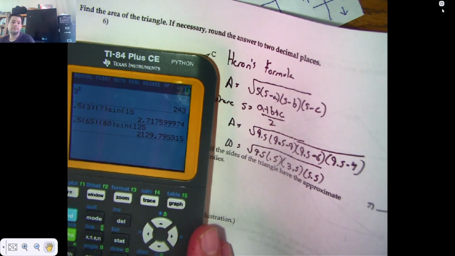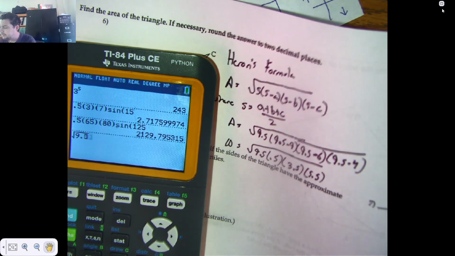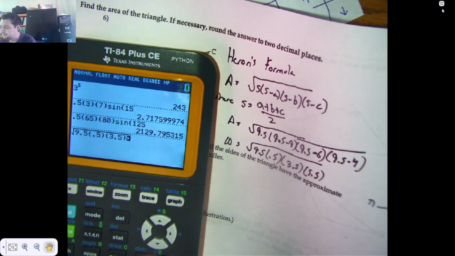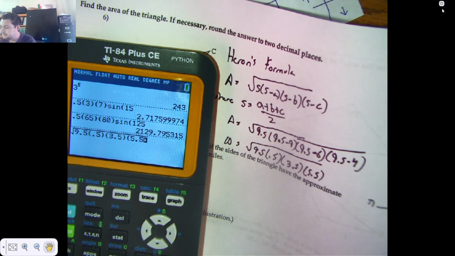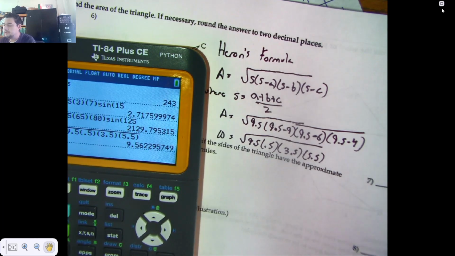It's easy to use. And let's see what we get. Square root of 9.5 times 0.5 times 3.5 times 5.5. Oops. There you go. It's about 9.56 square units.